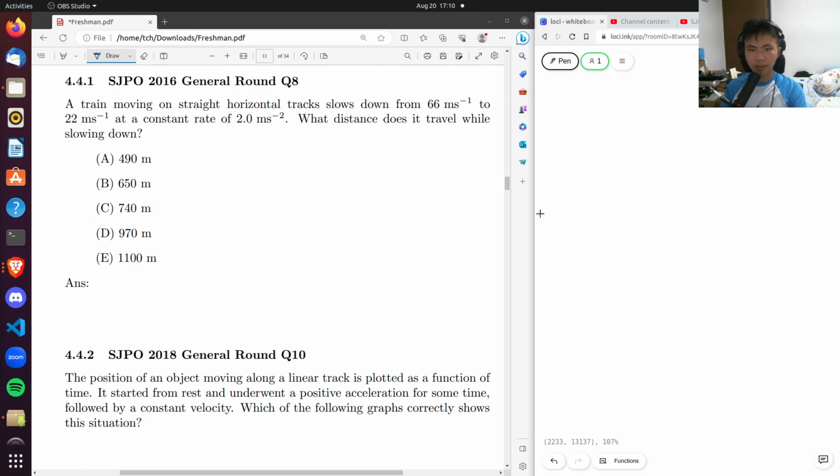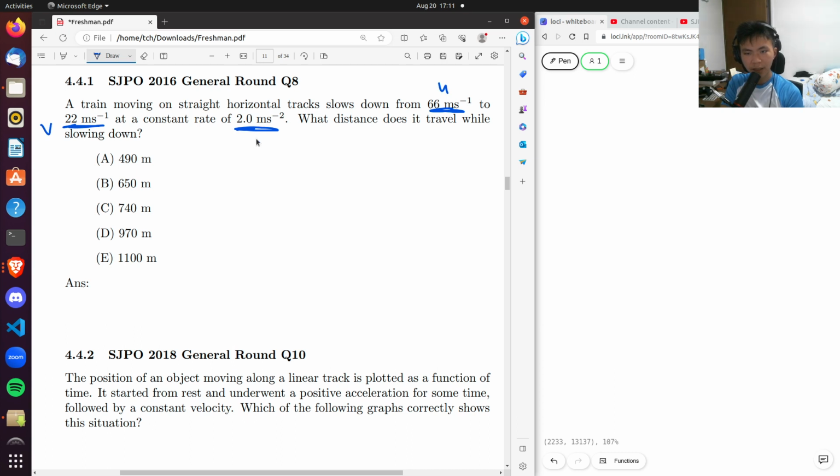Okay, second question, right? A train is moving horizontally, and it slows down from this to this at a constant rate of this. So if you use SUVAT rules, you know that this is u, this is v, and this is a, right? Since it slows down, to be precise, a is -2.